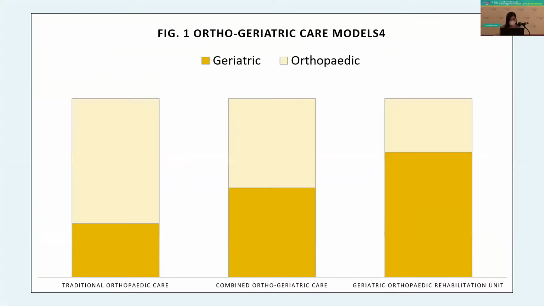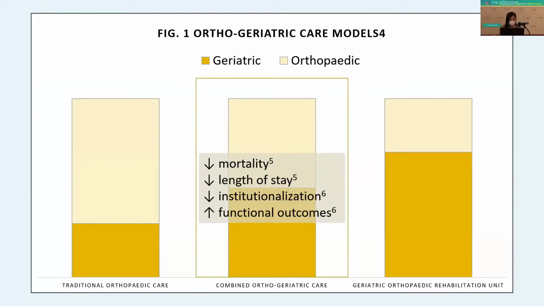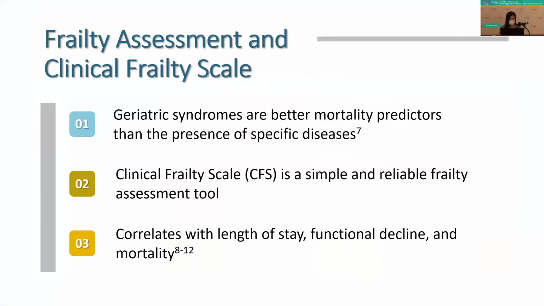There are different orthogeriatric care models with various degrees of involvement of geriatricians. The combined orthogeriatric care refers to shared care of orthopedic and geriatric teams, where geriatricians are responsible for perioperative assessment and leading postoperative multidisciplinary care. This is associated with reduced mortality, length of stay, institutionalization, and improved functional outcomes.